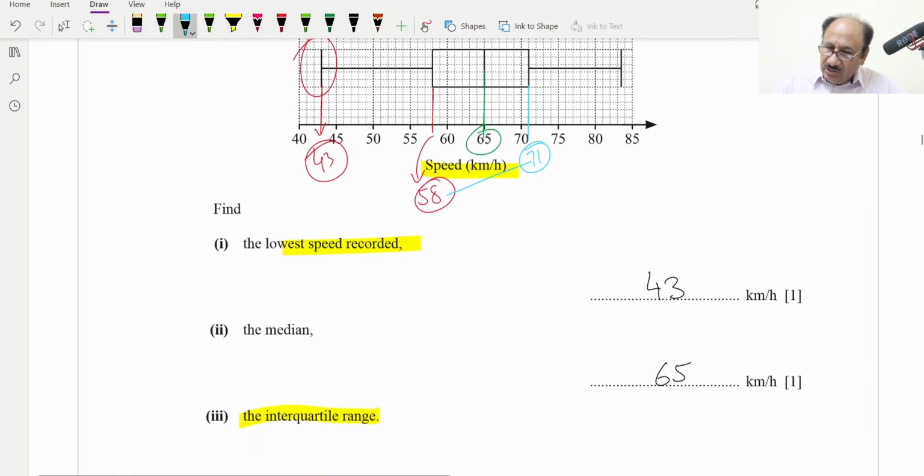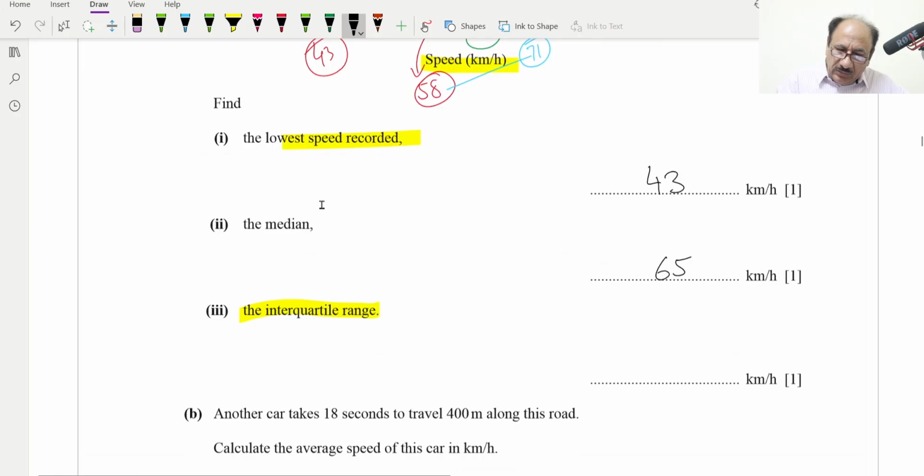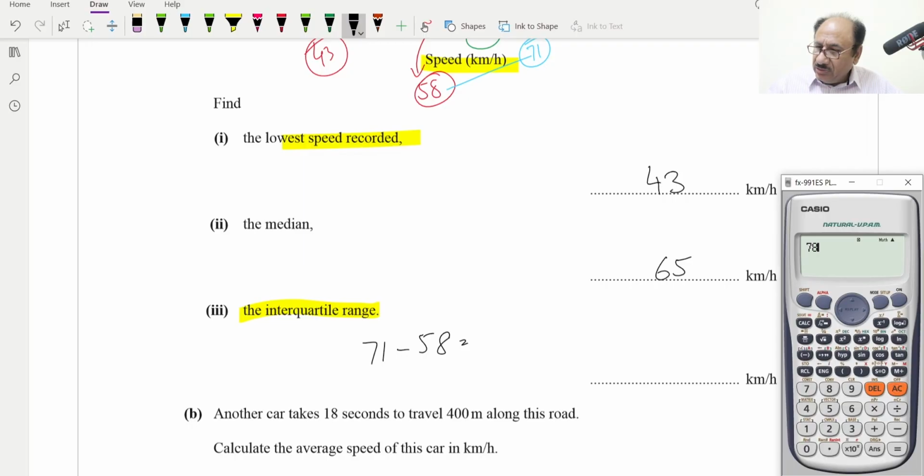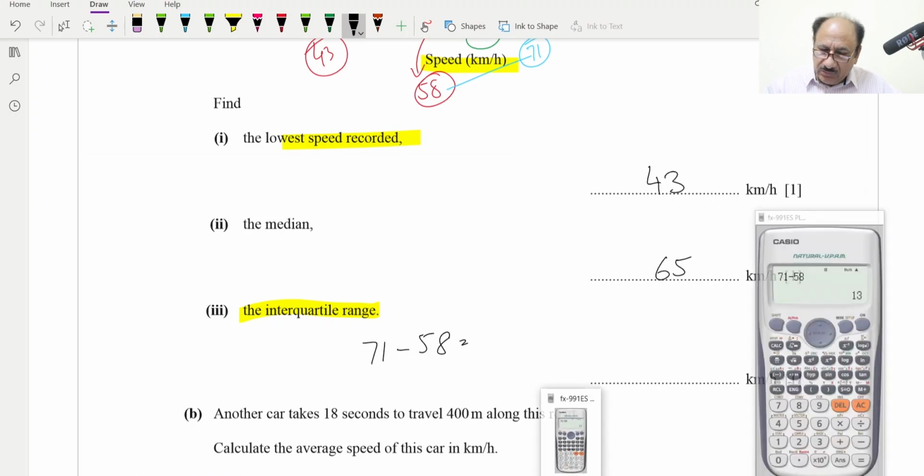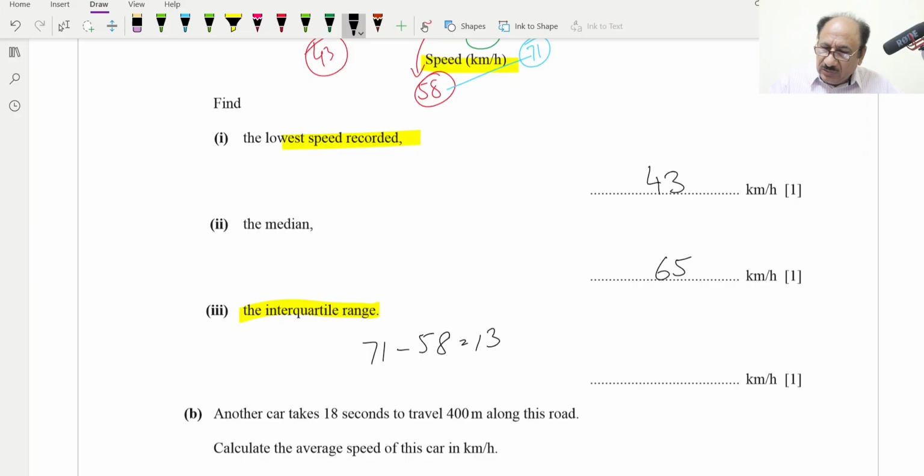So 71 minus 58 will be equal to how much? What I'm doing should be 71 minus 58 is equal to 13. So the answer is 13.